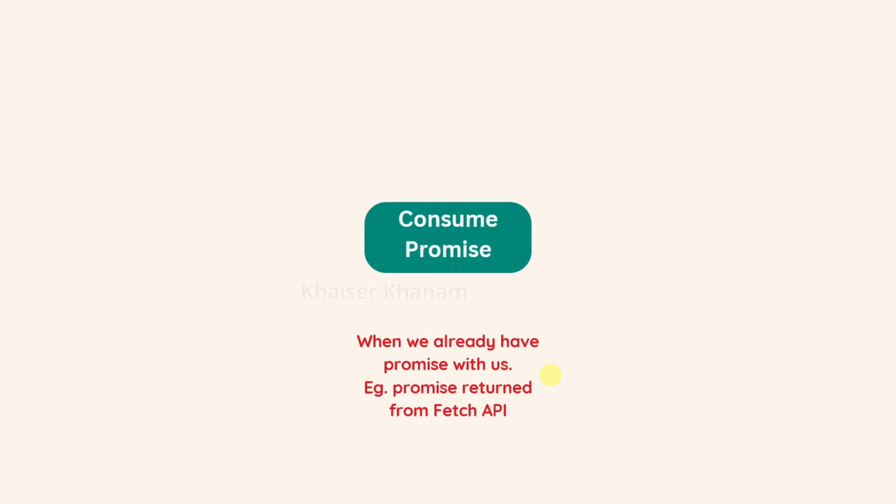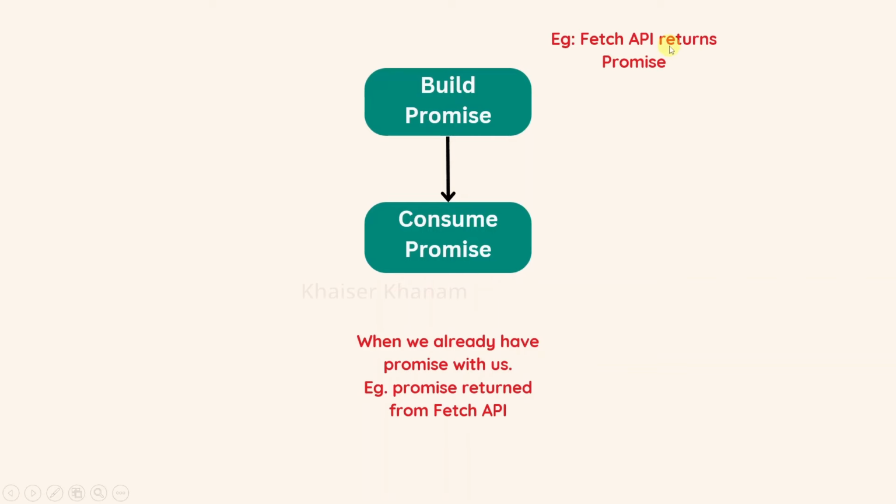But for a promise to exist, first we need to build the promise. But in our example, we have seen the fetch function directly returns the promise and from there we can consume the promise. So here the fetch function is building the promise, and in return, we can consume the promise. So in this case, when we are using the fetch function, we don't have to build the promise by ourselves. Directly, we can consume the promise.